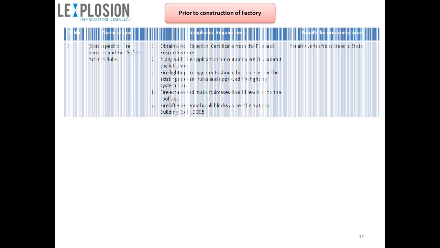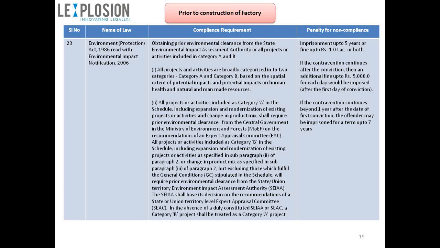You have the Environment Protection Act 1986 read with the Environment Impact Notification. So this you will need if you are carrying out any project which has been listed out in Category A and Category B. What those projects are and how they are classified is all mentioned in the slide. If you have any questions on that, we can take it up later.